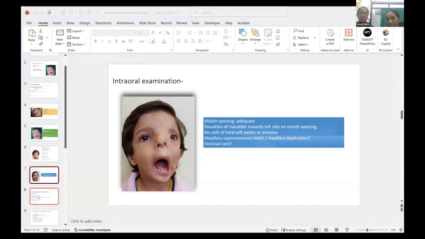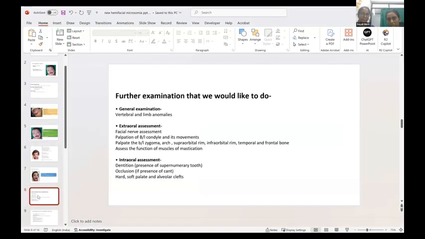The further examinations that we would like to do for this patient: for general examination, we would like to look for any vertebral or limb anomalies. For extraoral assessment, facial nerve assessment, we would like to do palpation of bilateral condyles and their movements. We would like to palpate the bilateral zygomatic arch, supraorbital rim and infraorbital rim, temporal and frontal bone. We would like to assess the function of muscles of mastication. Intraorally, we would like to see the dentition of the patient, occlusion, and hard and soft palate, alveolar clefts.